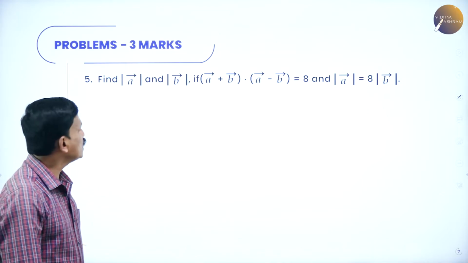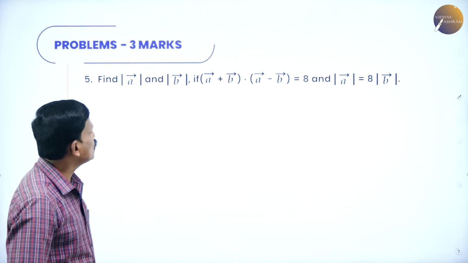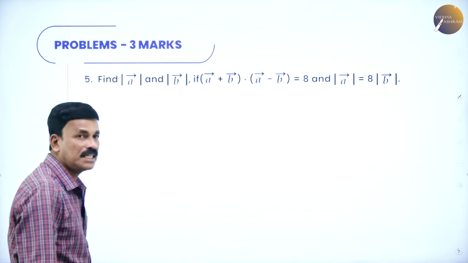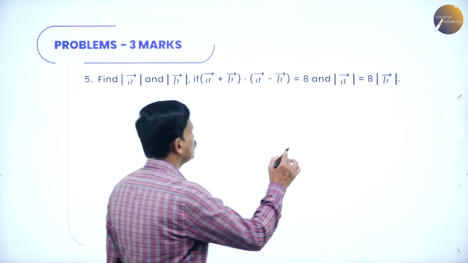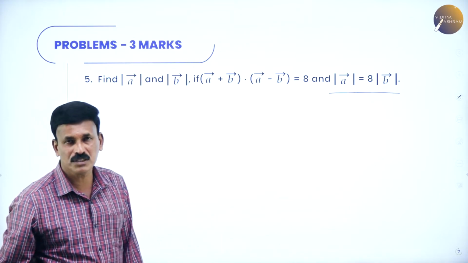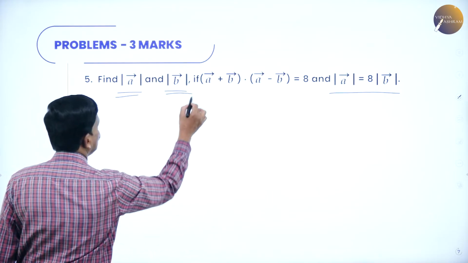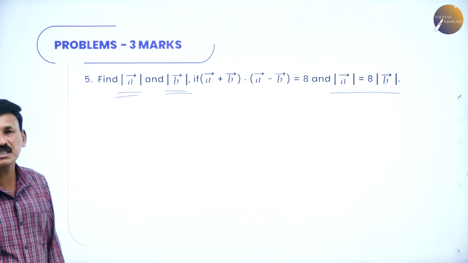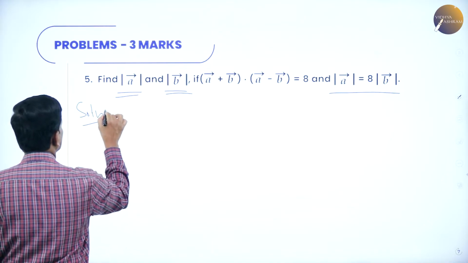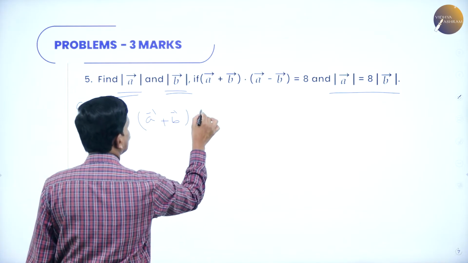Find length of vector A and length of vector B if vector A plus B dot A minus B is equal to 8 and length of vector A is equal to 8 times the length of vector B. Already the condition is given. Length of vector A is equal to 8 times the length of vector B. If such is the case, find out the length of vector A and length of vector B.